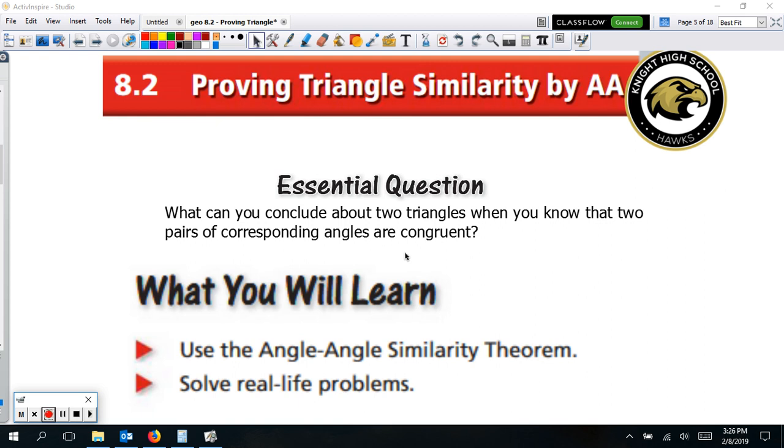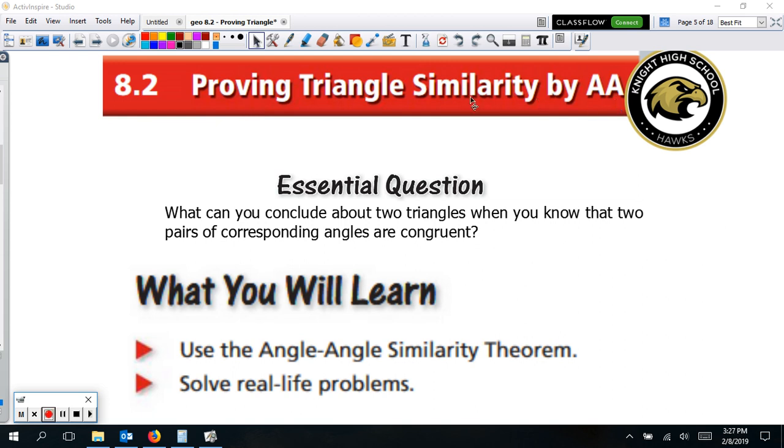Hey guys, here we are again with 8.2 in our going through chapter 8 in our Big Ideas curriculum. We were just talking about similar figures in 8.1, and here we're proving triangle similarity with a theorem, and it's the AA theorem. So if you remember back a little ways, we were proving triangle congruence earlier in last semester.